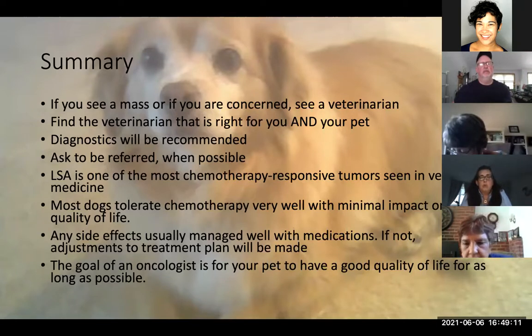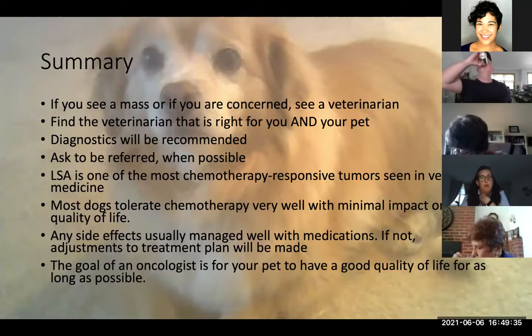Lymphoma is one of the most chemoresponsive tumors in veterinary medicine. So if your pet has the unfortunate diagnosis of lymphoma, there are a lot of options out there. But not only with lymphoma, there are a lot of treatment options available for a lot of different types of tumors. And pets tolerate chemotherapy very well. We work to make sure that they have the best quality of life while they're receiving chemo.